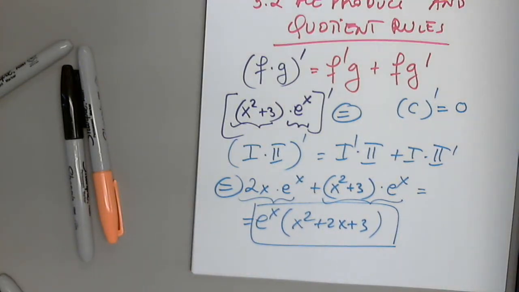Yes? When we differentiate x squared, we bring down the power, and we subtract 1 from the power. And times the second function. And 3 prime is 0. What is the rate of change of 5?